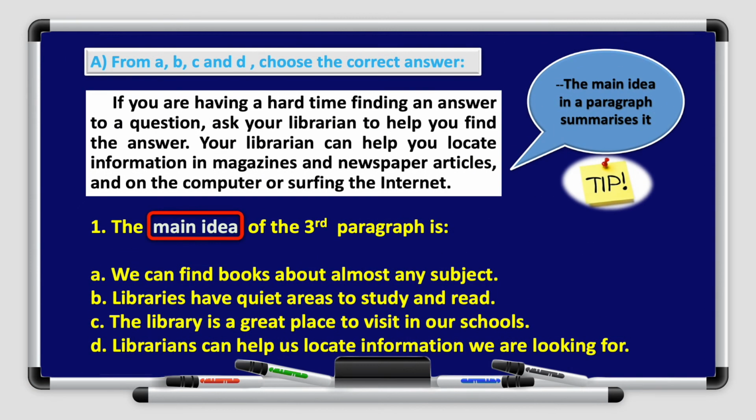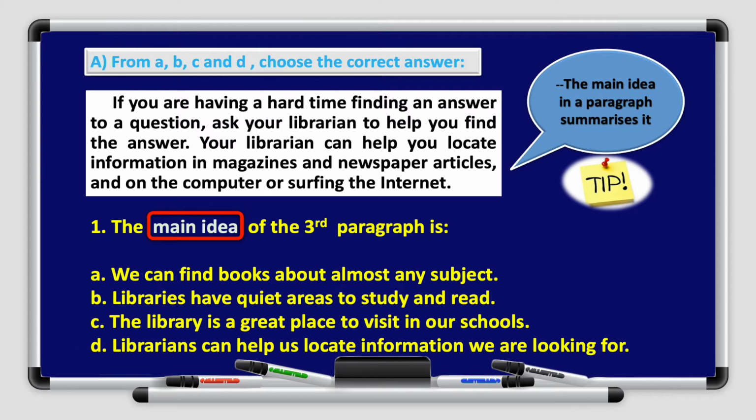Okay, now we're going to look at the questions from A, B, C, and D. Choose the correct answer. Number 1, the main idea of the third paragraph is what? A, we can find books about almost any subject. B, libraries have quiet areas to study and read. C, the library is a great place to visit in our schools. D, librarians can help us locate information we are looking for.